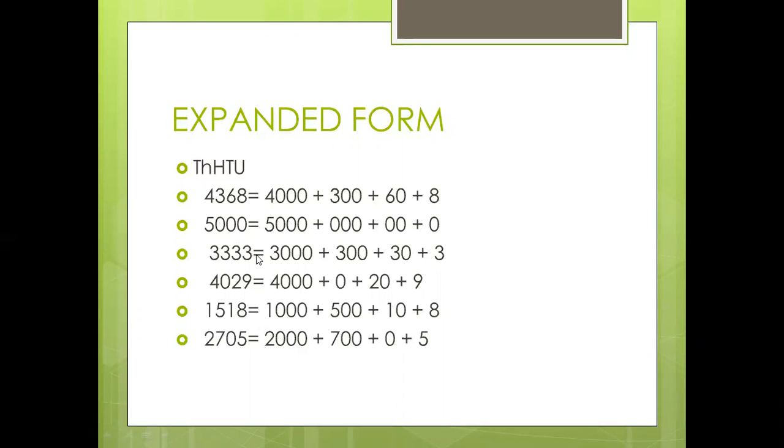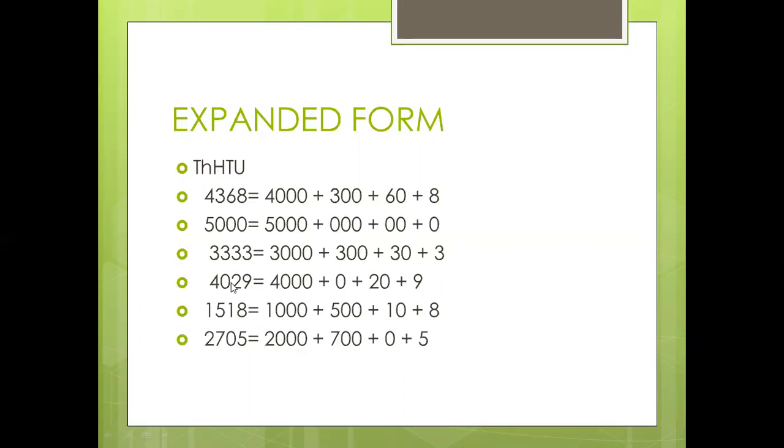The next number, 3,333. So 3 is in the thousands place. So we write the value as 3,000. Put a plus sign. It's very important to put a plus sign. 3 in the hundreds place is 300. 3 in the tens place is plus 30. And 3 in the units place is plus 3. So the expanded form is 3,000 plus 300 plus 30 plus 3.